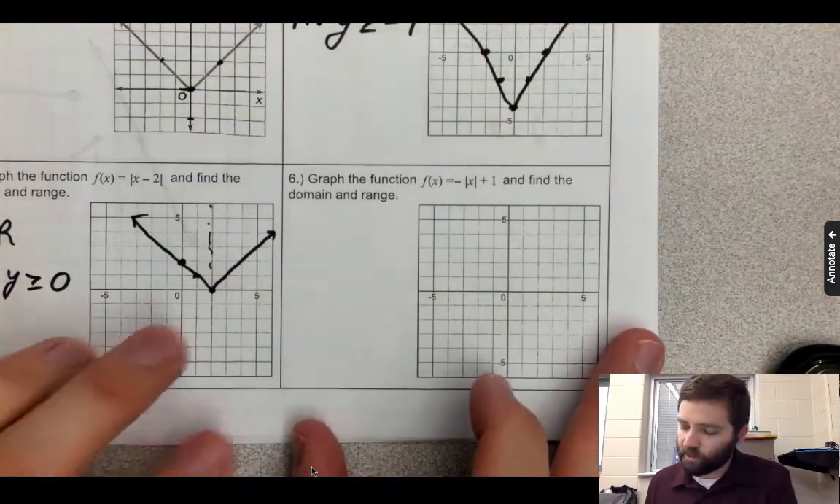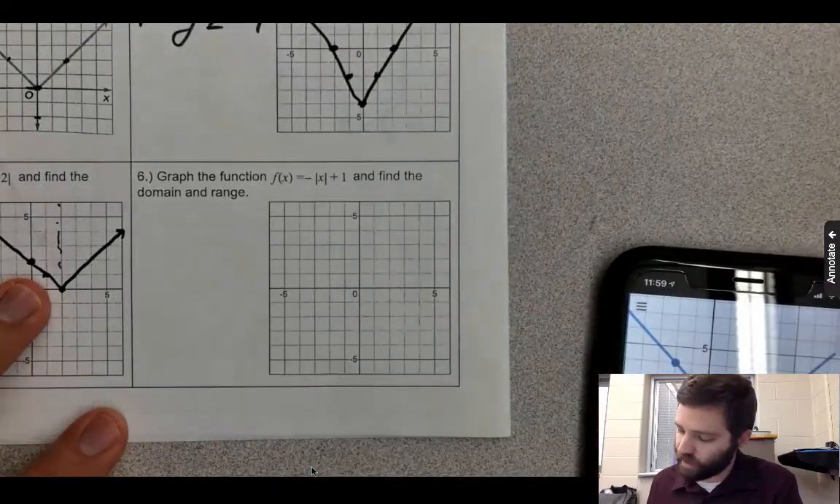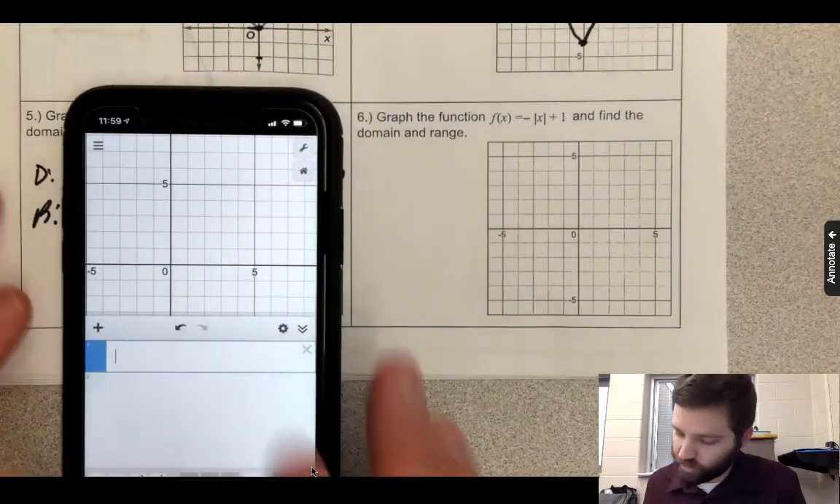Last one, you should try this on your own. Pause the video, give it a try, and then I'll do it real quick here. You should check your answer.